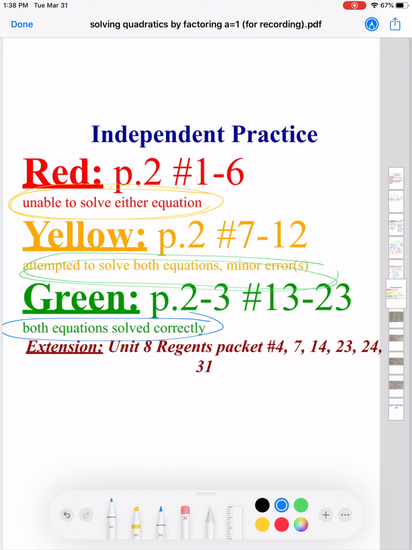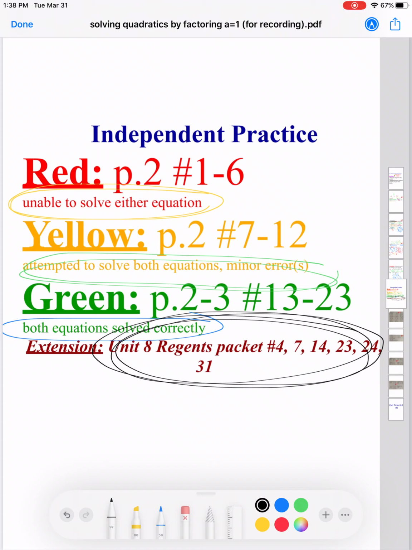No matter what group you're in, I want you to notice down here, these are the questions in your Regents packet right now that you know how to answer. So number 4, 7, 14, 23, 24, and 31. I would take the time at the end of this lesson to make sure you go and answer those. That way you're not saving all of your Regents packet until the end. So at this point, you should be pausing the video. Please go take about 10 to 15 minutes to work on your independent practice, and then come back here to check your answers.